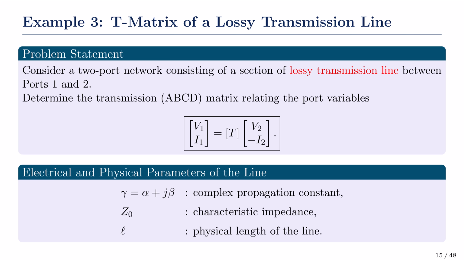We use the standard transmission parameter convention in which the current at port 2 is represented as minus I2. This sign convention is particularly convenient when networks are cascaded.